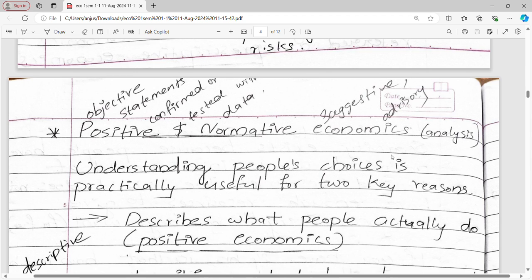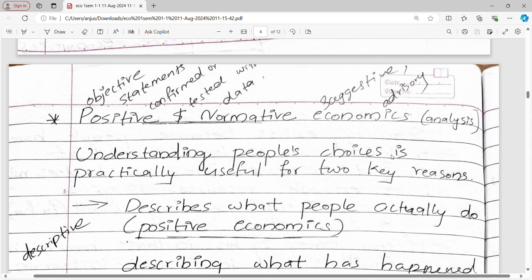Next is positive and normative economics. We say positive economic analysis, normative economic analysis. So positive economic analysis is an objective statement confirmed or tested with data. And normative economic analysis is something much more like a suggestive opinion or an advisory opinion.